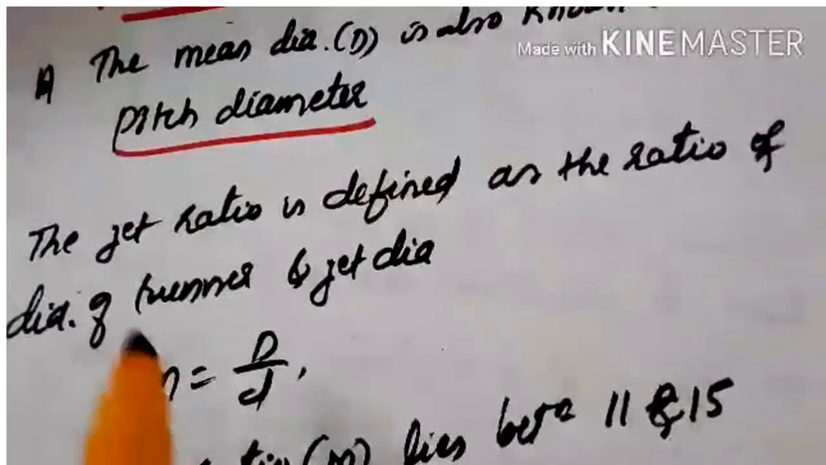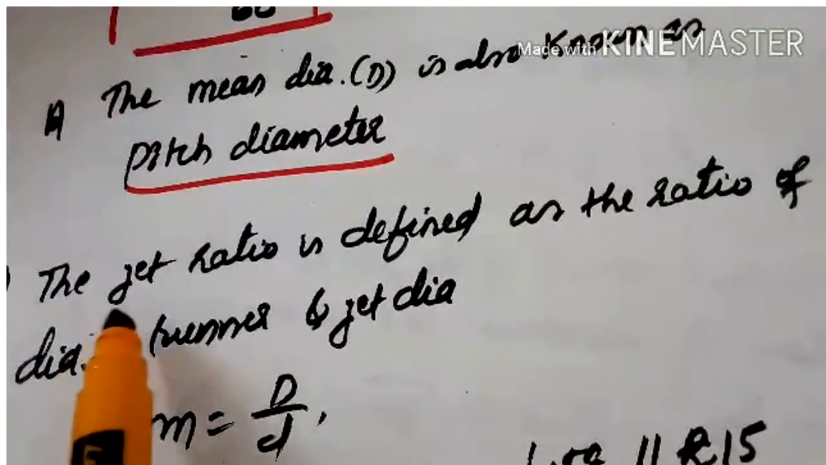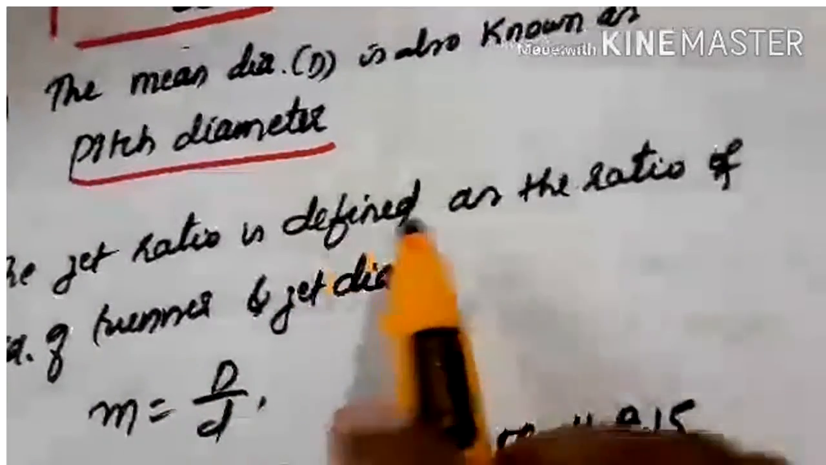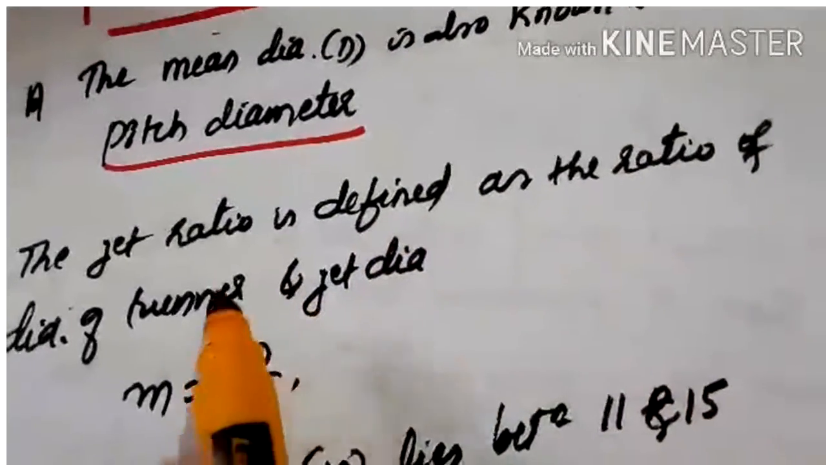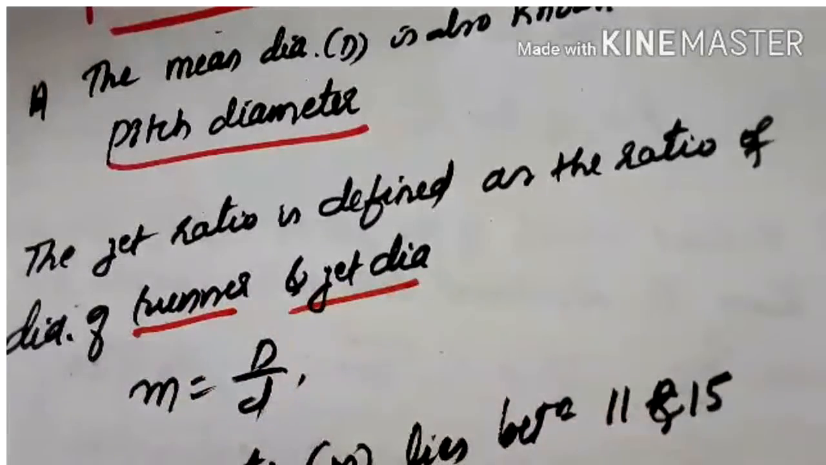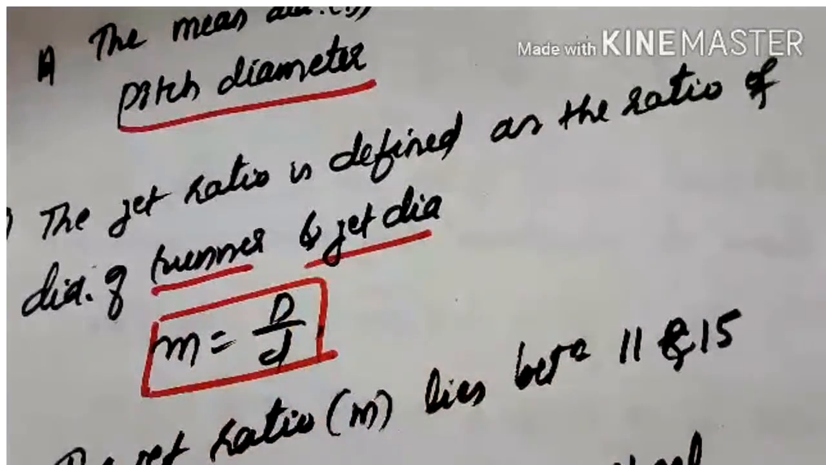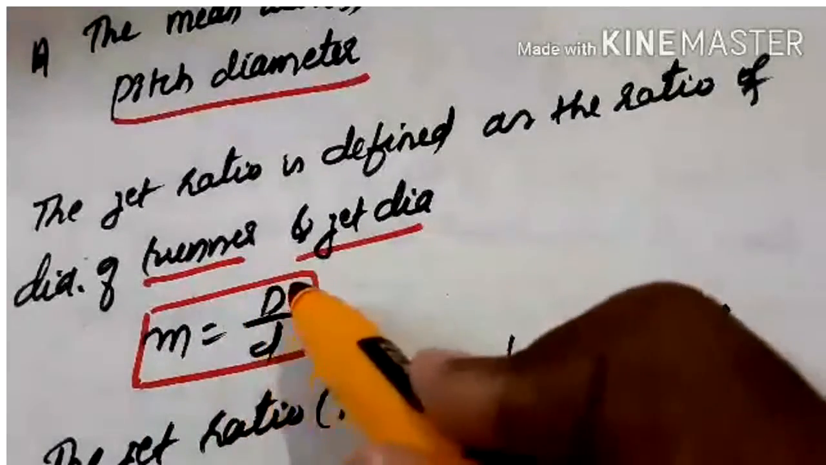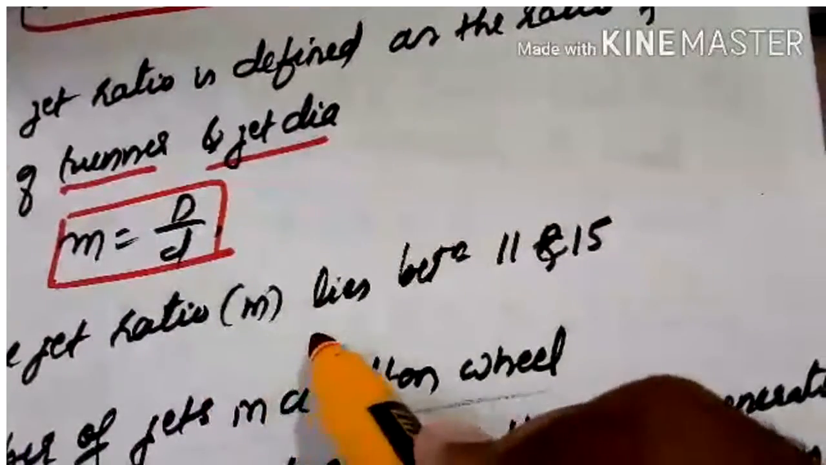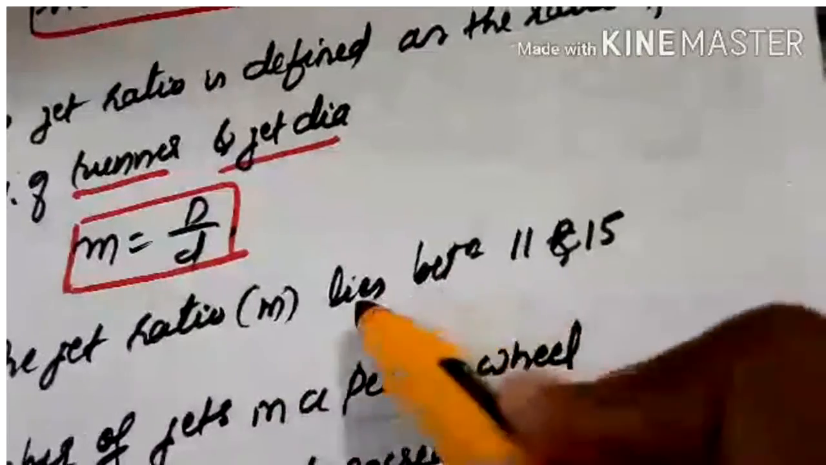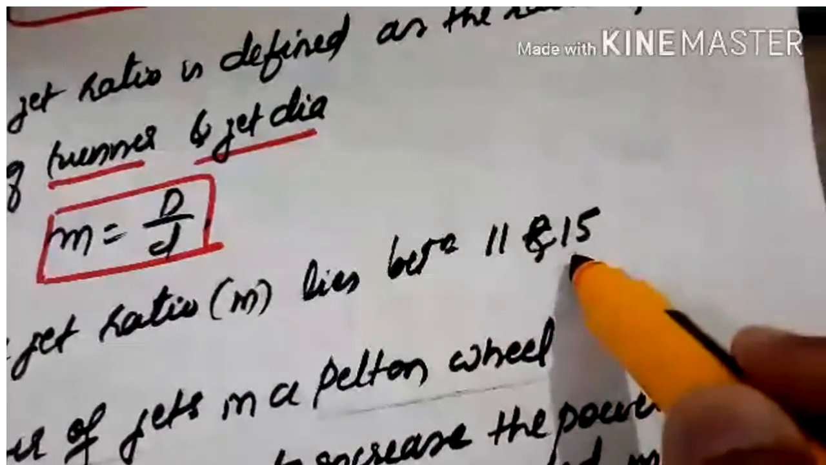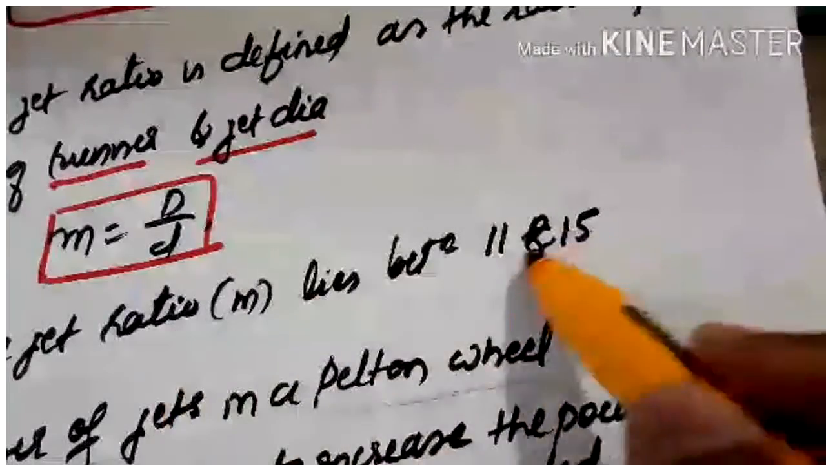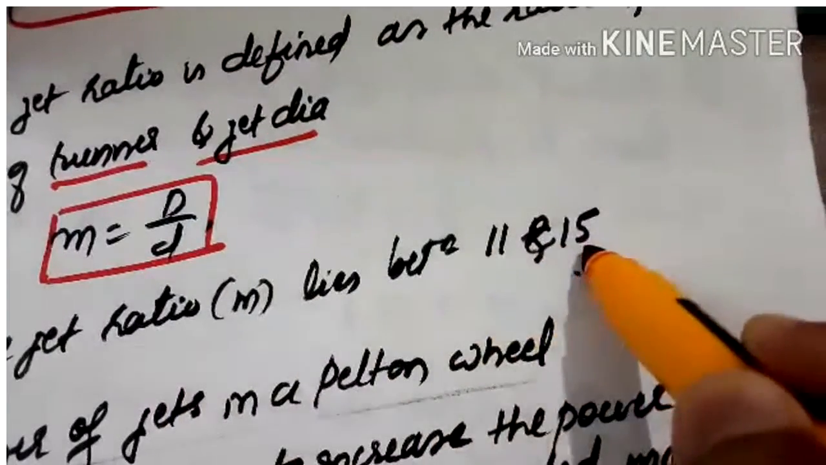The next parameter to be calculated is the jet ratio, which is defined as the ratio of the diameter of the runner to the jet diameter. This is the jet ratio. The symbol used for it is m, the ratio between the runner diameter and the jet diameter. For optimum efficiency the jet ratio should lie between 11 and 15. To get maximum efficiency, it generally lies between 11 and 15. This is the jet ratio.